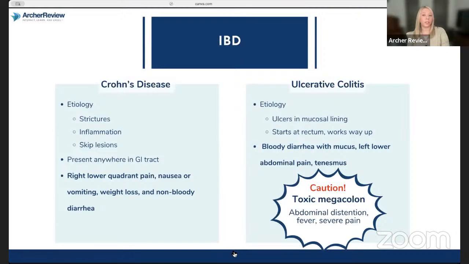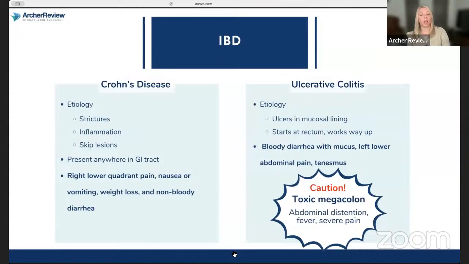For ulcerative colitis, they'll have ulcers in their mucosal lining, and they start at the rectum and work their way up the GI tract. Symptoms include bloody diarrhea with mucus, left lower abdominal pain, and tenesmus, or pain with defecation.